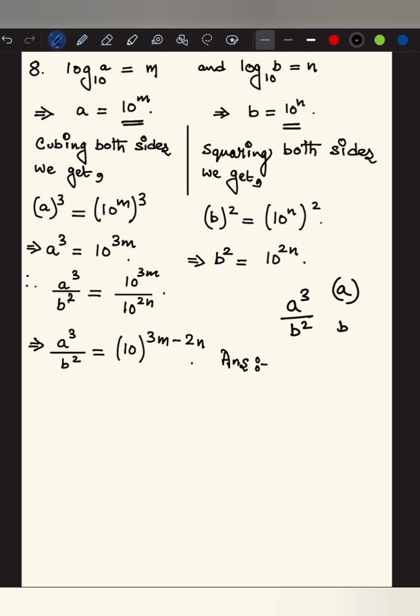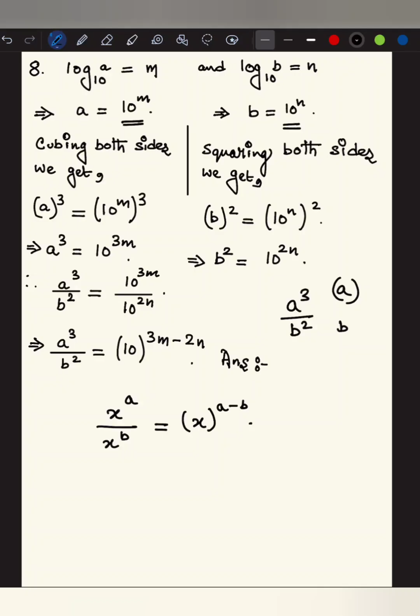Therefore a cube by b square is equal to, a cube means 10 to the power 3m and b square means 10 to the power 2n. So a cube by b square equals to 10 to the power 3m by 10 to the power 2n. Since these two bases are equal and it is divided, so we can say that 10 to the power 3m by 10 to the power 2n is equals to 10 to the power 3m minus 2n, because we know this formula, x to the power a by x to the power b will be equals to x to the power a minus b. That is what I have done here.